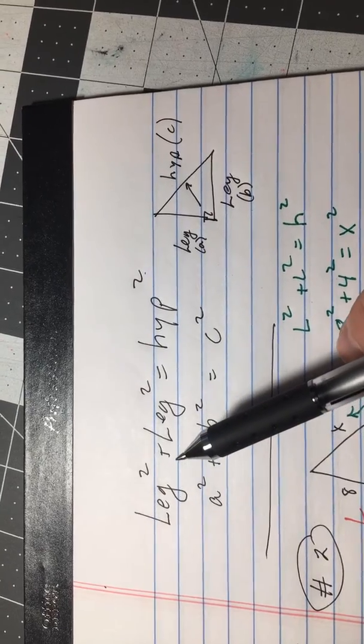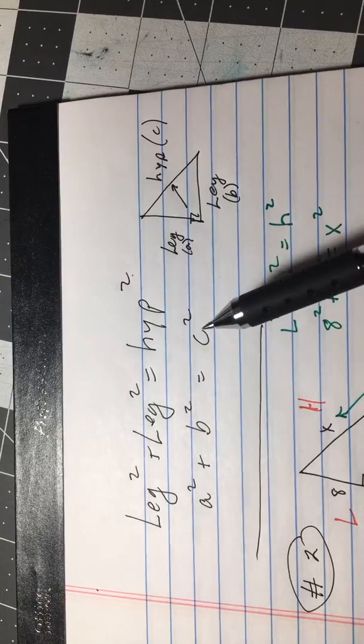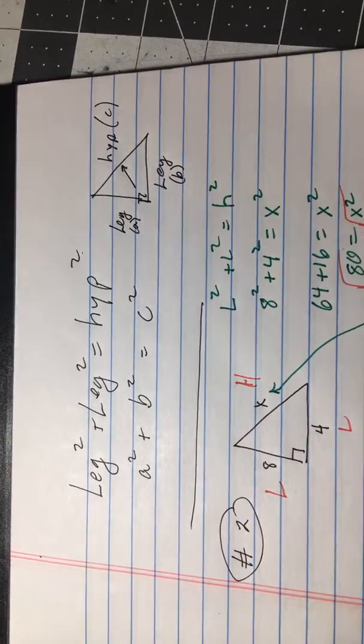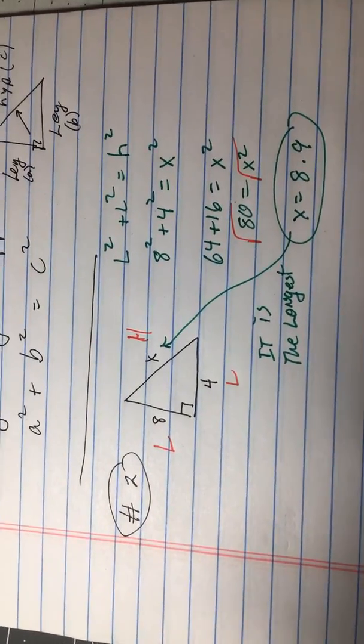So your Pythagorean theorem is leg squared plus leg squared equals hypotenuse squared, or A squared plus B squared equals C squared. Okay, so we're going to look at a couple problems on this worksheet here so you can have that handy and follow along.